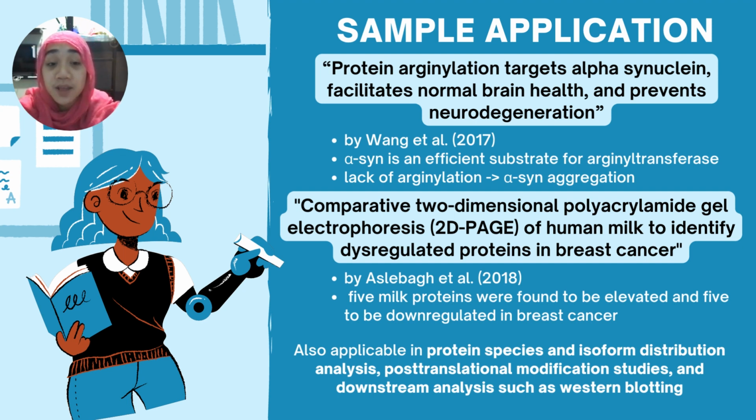Moreover, to ascertain if milk proteins were impacted by breast cancer, Aslebagh et al. in their paper entitled Comparative Two-Dimensional Polyacrylamide Gel Electrophoresis of Human Milk to Identify Dysregulated Proteins in Breast Cancer, used 2D SDS-PAGE with mass spectrometry. Milk from a woman who had been diagnosed with breast cancer was compared to normal milk from the other breast using a silver stained 2D SDS-PAGE to look for abnormalities. In comparison to controls, 5 proteins were found to be elevated and 5 to be downregulated in breast cancer. These possible indicators could offer a technique for predicting the aggressiveness of breast cancer.